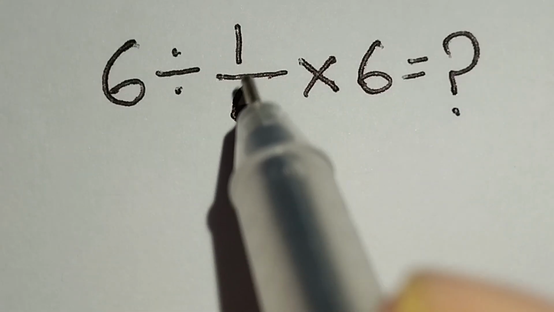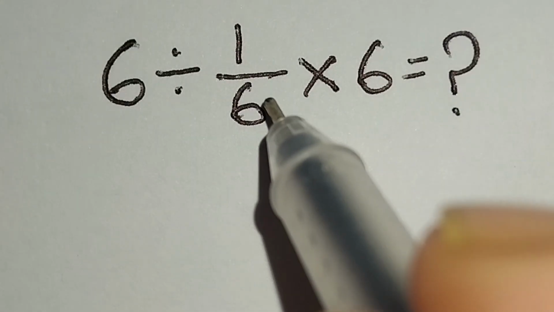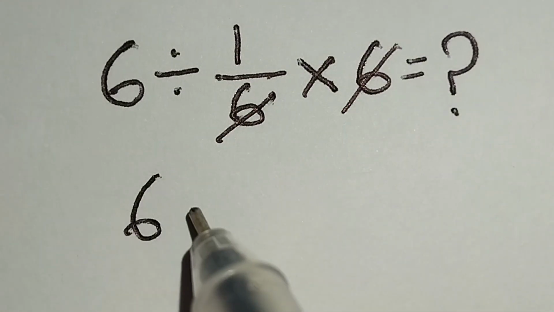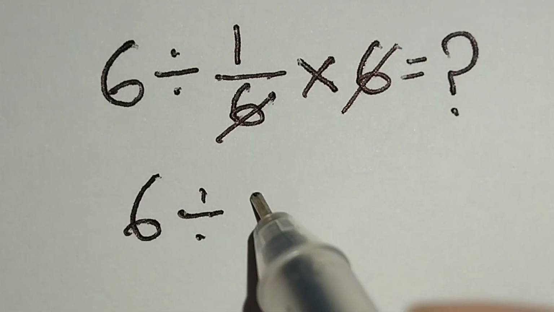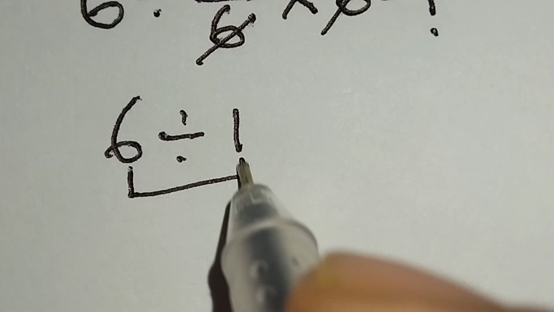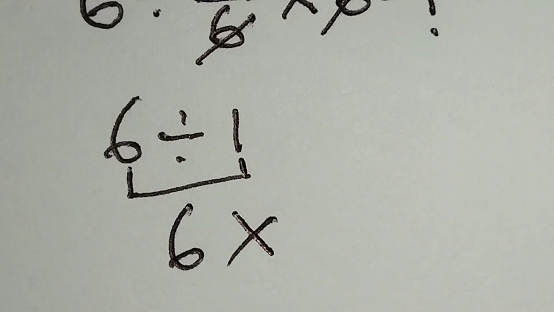6 divided by 1 over 6 multiply 6 equal what? Here this 6 and this 6 cancel out. Here this 6 divided by this 1. 6 divided by 1 gives us 6, but this answer is not correct.